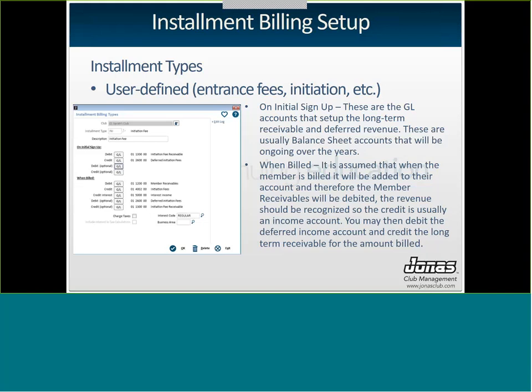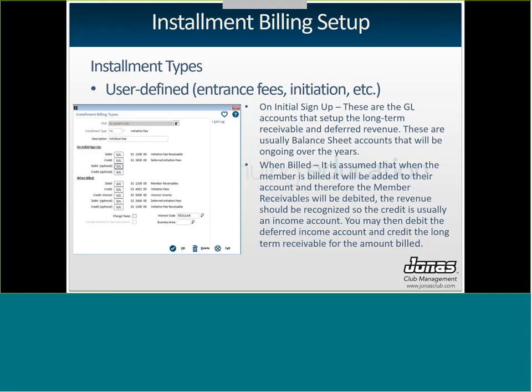Then you have two options at the bottom, the debit and credit. Since we put money into a deferred initiation fee receivable account, what we'll want to do is reverse that now. So the debit will now be deferred initiation fees, and the credit will be initiation fee receivable, which reverses what we did on the initial sign-up.